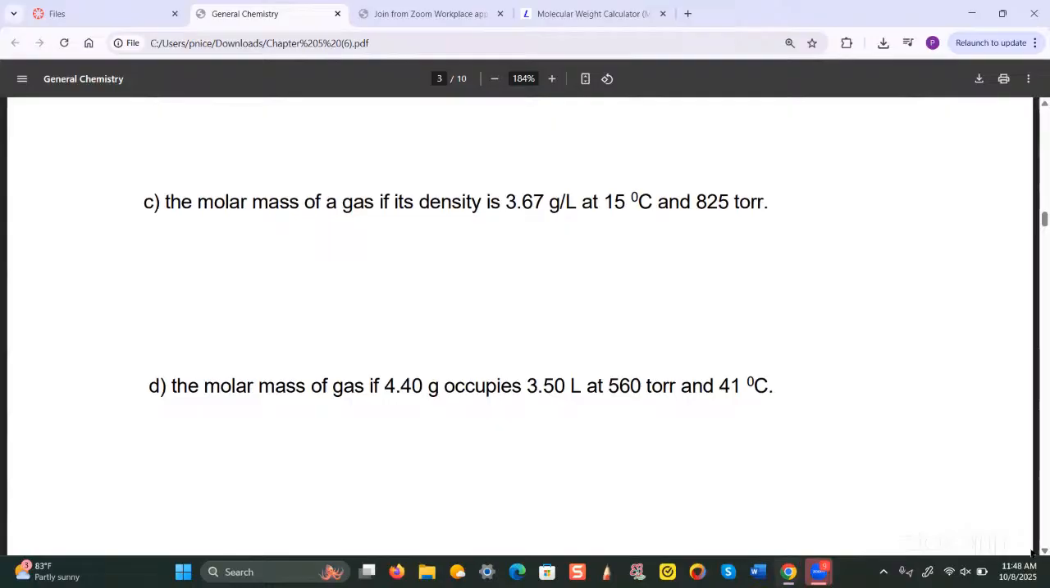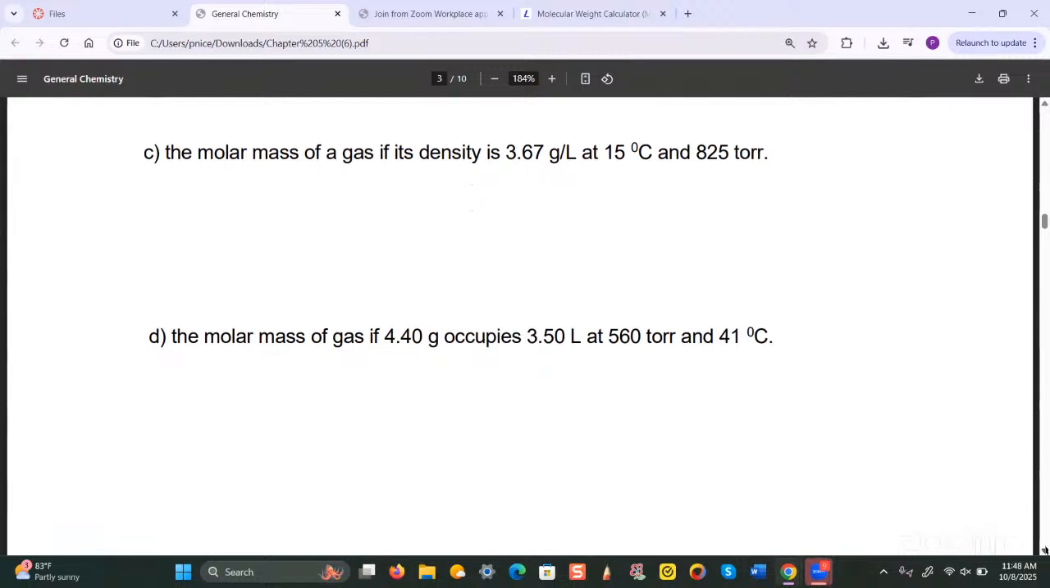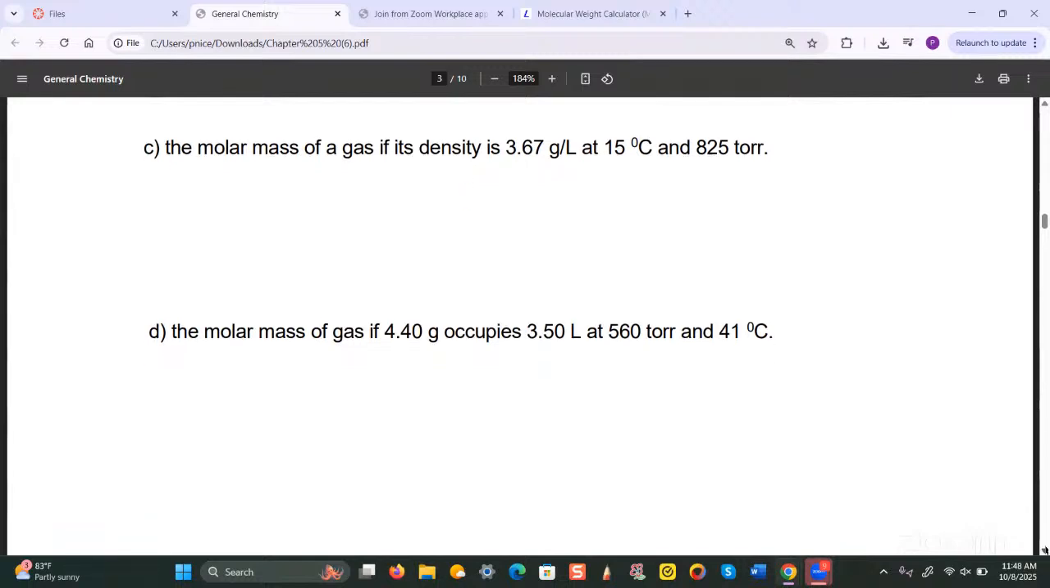Okay, now this question is asking for the molar mass of a gas if its density is 3.67 grams per liter. It gives you the temperature and the pressure as well. So how would you tackle this problem? Solve for M. You're using the same formula as before, D = MP over RT, so M = DRT over P. So the molar mass would be DRT over P.